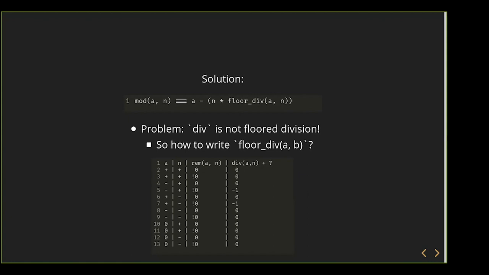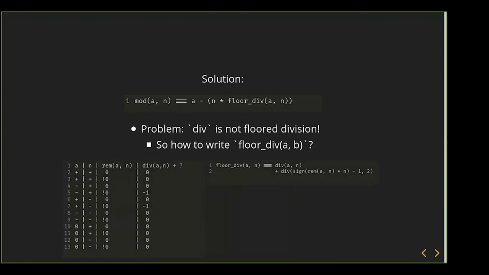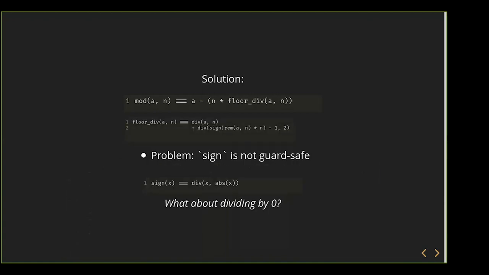Well, I wrote this truth table to see when the result of div would be off by 1. And then after some clever thinking, I found out that we just need another div that checks for the sign, etc. So we have a more complicated expression, but this turned out to work. However, there's a slight problem with using this solution, and that is that the sign function itself is not guard safe. We've seen the implementation before that itself uses pattern matching with guards, but now we need a different implementation to work inside of a guard.